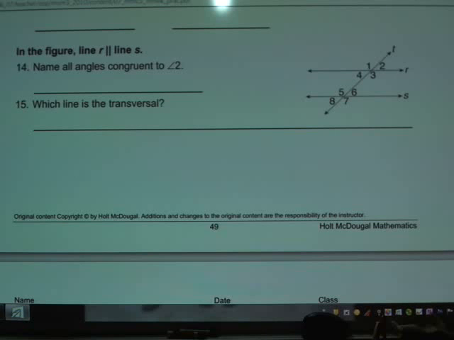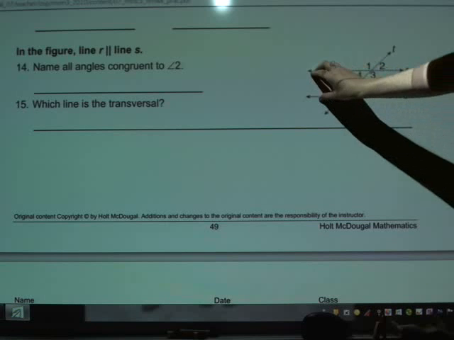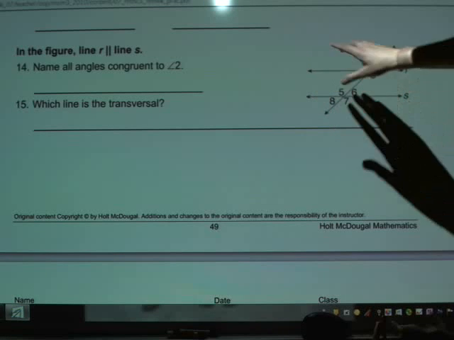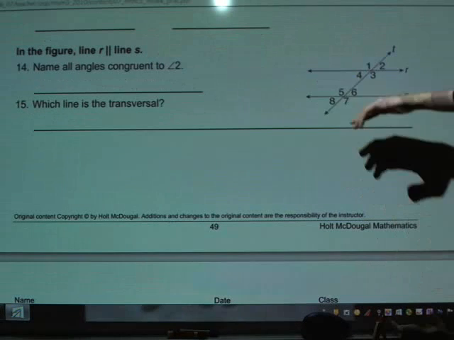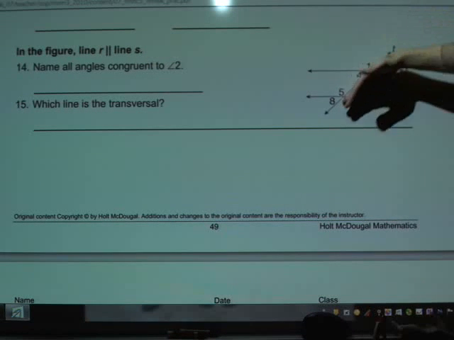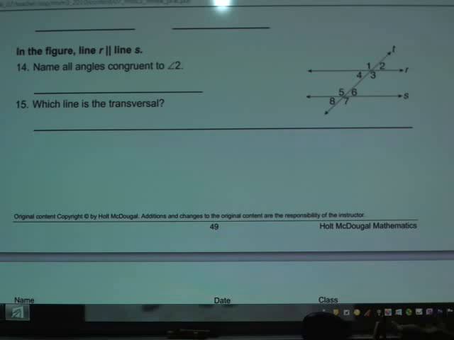Now let's take a look at 14 and 15. We'll actually start with question 15. They're telling us in the directions that line R is parallel to line S, and in 15 they're asking us which line is the transversal. Well, remember, the transversal is the line that cuts across two parallel lines. So if these are my parallel lines, which they are based on simply these directions right here, the line that cuts across it is this line here, so T. So which line is the transversal? Line T.